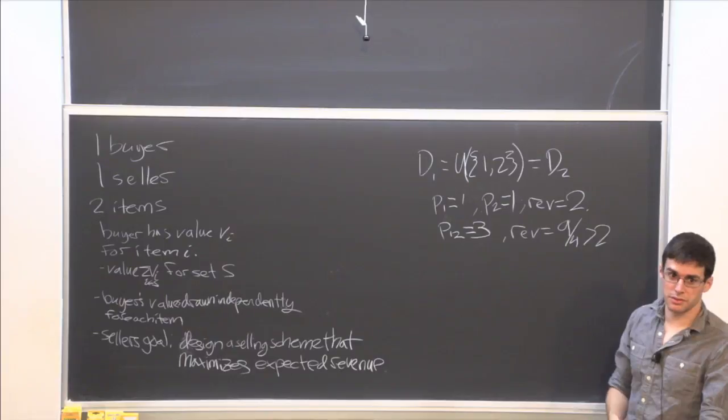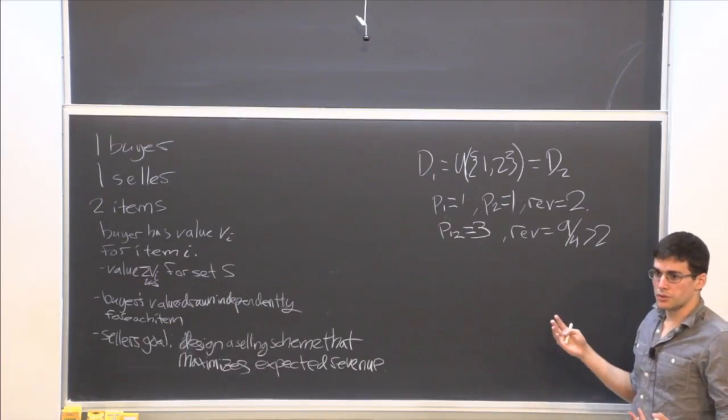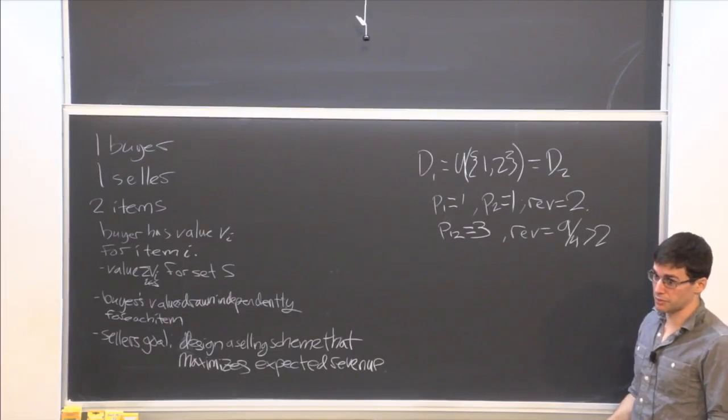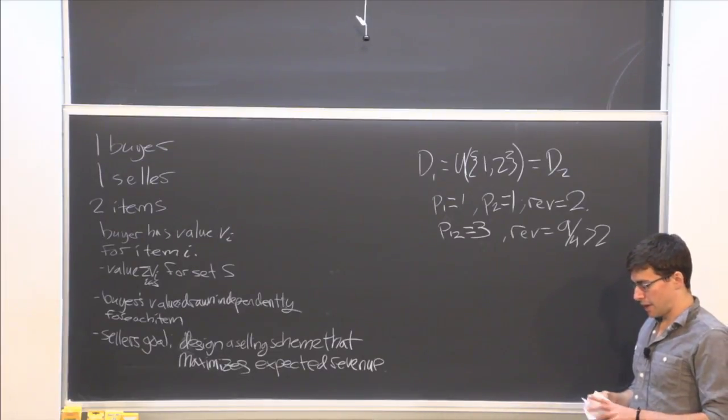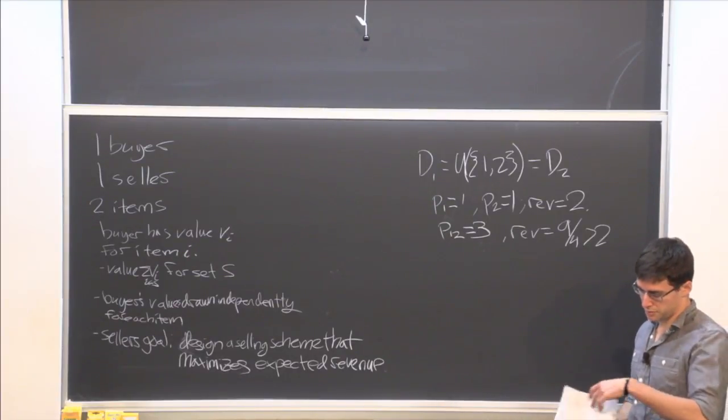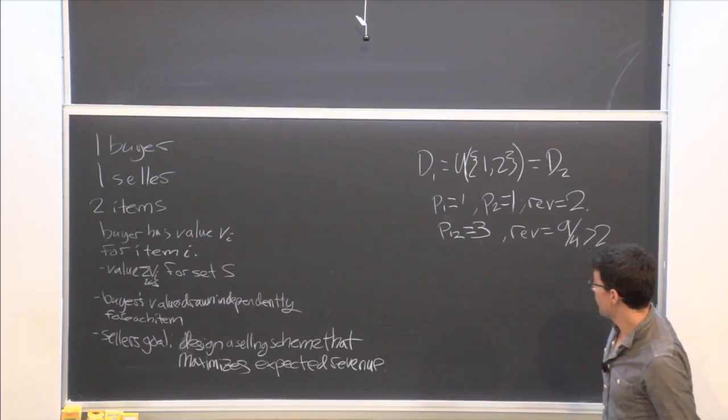Okay, and this is better than 2. So the point is that even in this super simple example, you do need to do a little bit of non-trivial reasoning. Okay, so the next example is that you might need to use randomization.